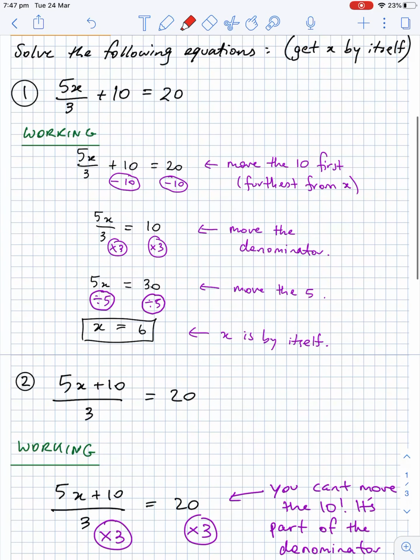Now, the next one is the situation where you have to change up the order. So have a look at this equation and this equation. They're very similar numbers, but the only difference is that this 10 here is not in the fraction up here, but here it is. You can't get rid of this first anymore. And the reason you can't move this 10 here is because it's within the numerator. So you have to somehow get rid of the fraction completely so you can move that 10.